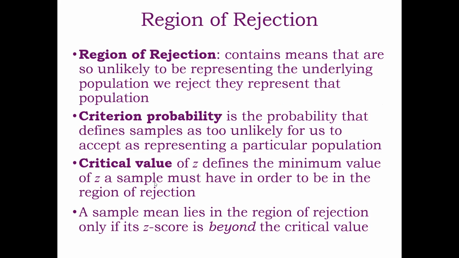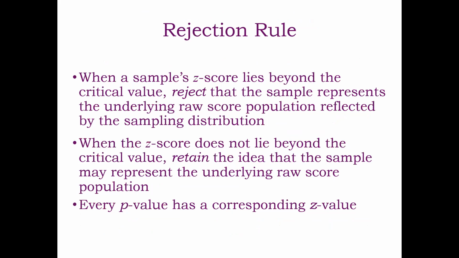So the critical value is just the value of Z that corresponds to that probability. That defines the minimum value of Z a sample must have in order to be in the region of rejection. For every value of Z, there is a corresponding probability value. A sample mean lies in the region of rejection if its Z-score is beyond the critical value, either higher or lower. And we're going to see that in a minute.